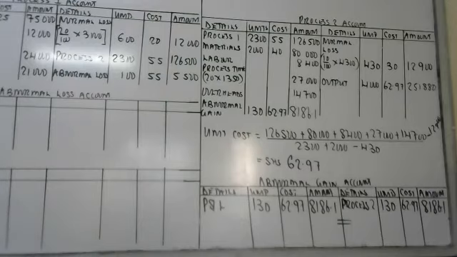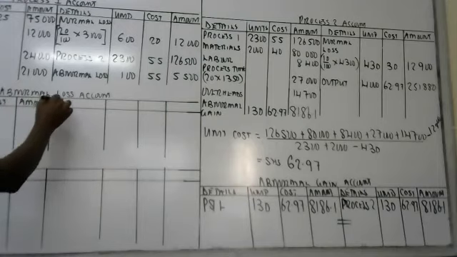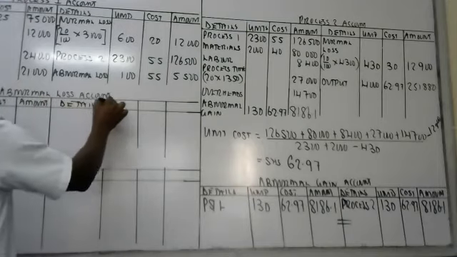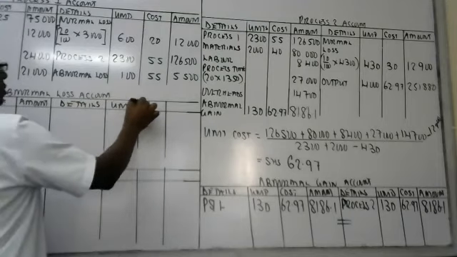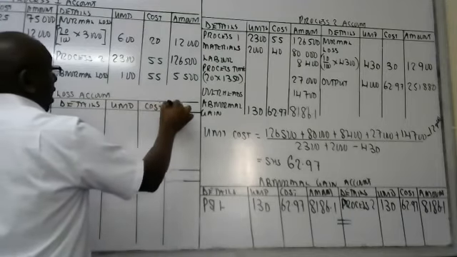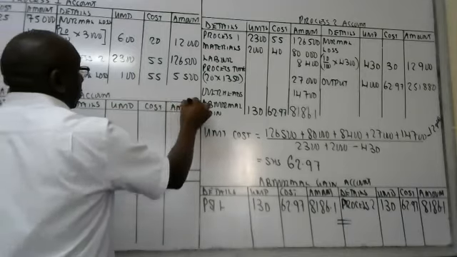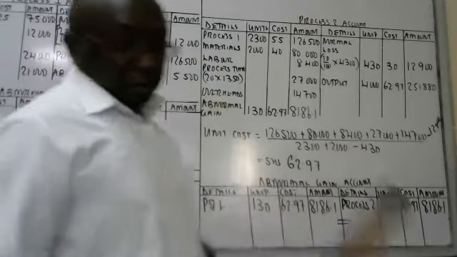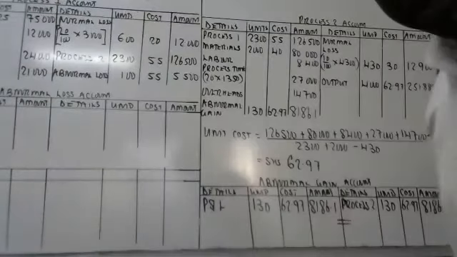So if you have the abnormal loss account, we have details, units, costs, and finally amount.